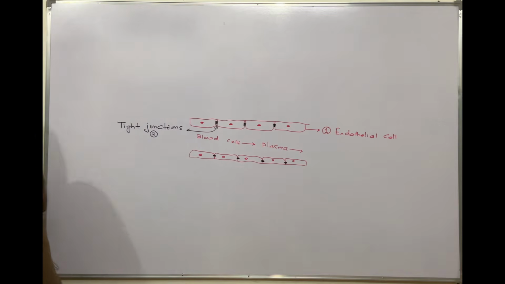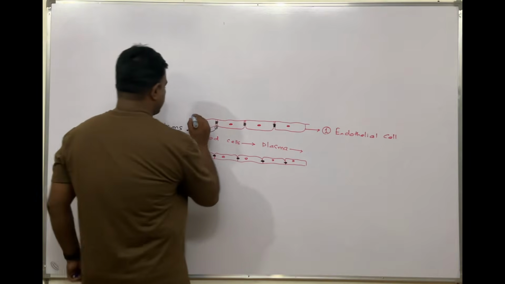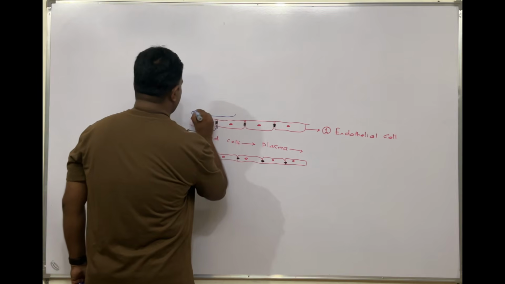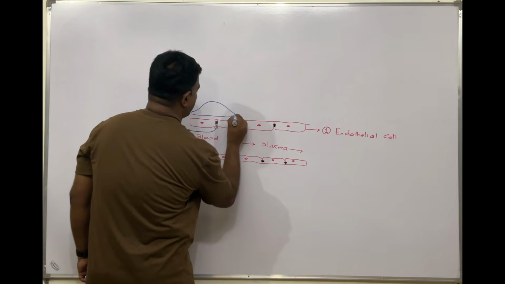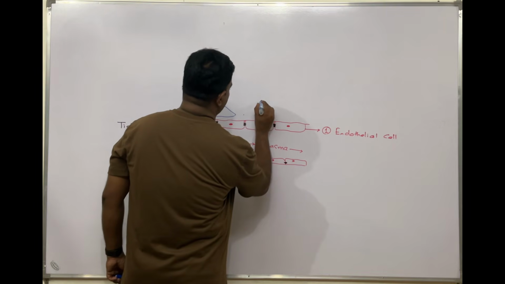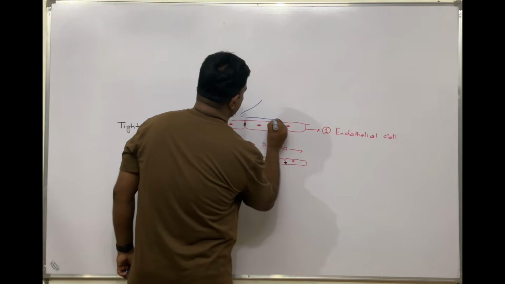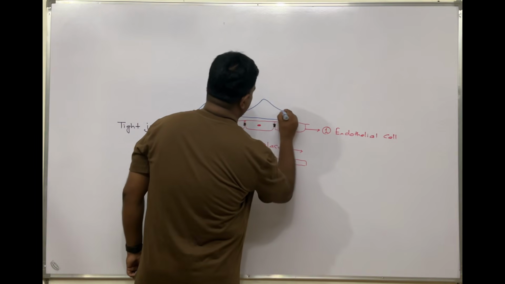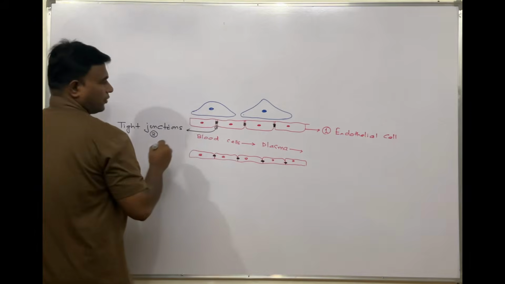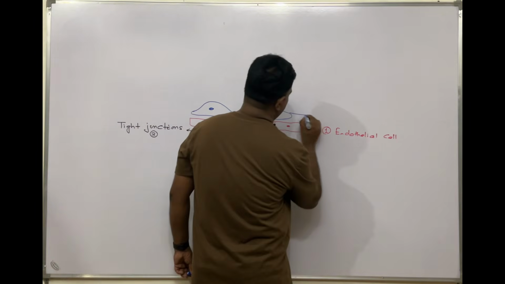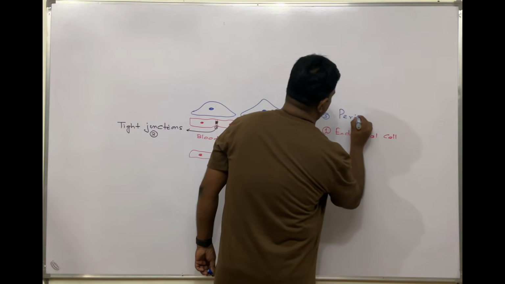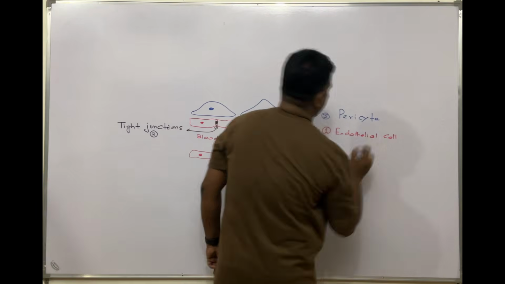Now you can see in the blue a cell which is almost a flat cell. This is the nucleus. So in this diagram, this is number 3, and this is the pericyte, this blue.